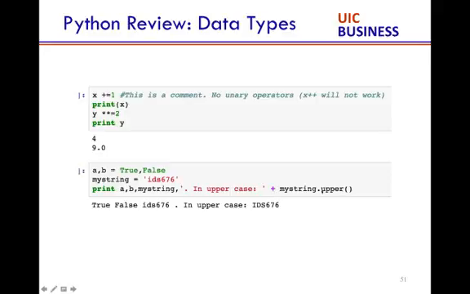And every string has multiple methods, so you can do mystring.upper to get capital letter I, capital letter D, capital letter S. So there are some small things that you can try once you get the Python setup and then install Jupyter or IPython, okay.